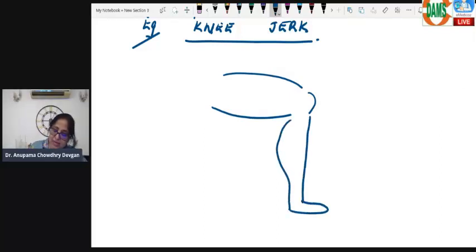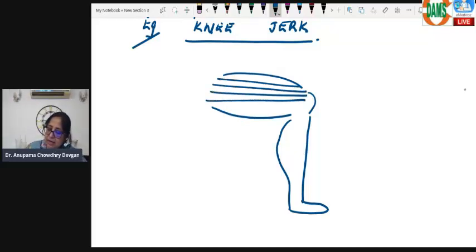This is the quadriceps muscle. The quadriceps tendon is inserted into the tibial tuberosity. So when I take my knee hammer and I tap on the tendon, the tendon gets indented like this. When I tap on the tendon, it indents. And remember, the tendon is continuous with the muscle.